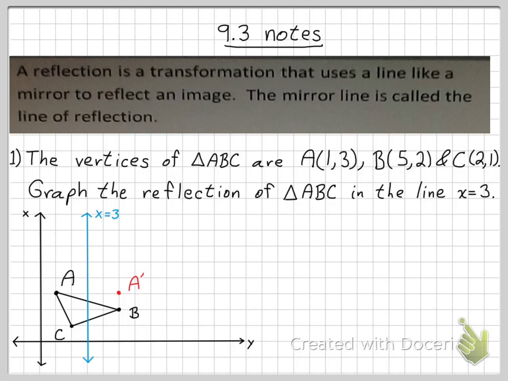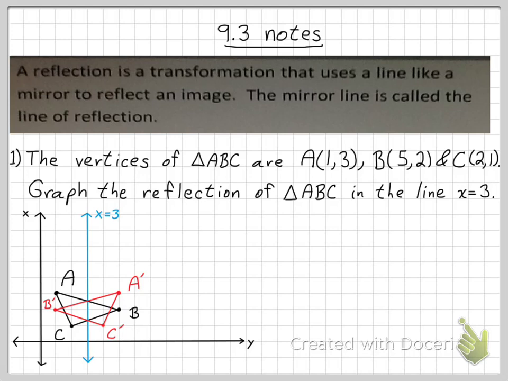And then the same for B. So B, the pre-image, is 2 to the right, so B prime will be 2 to the left. And then C is 1 to the left, so where do you think C prime would be? You can pause this presentation anytime you'd like and answer that yourself, but I will continue. It will be 1 to the right. Since the pre-image is 1 to the left, the image will be 1 to the right. And once you have all the vertices down, then you merely connect them, and that's the reflection. So A prime, B prime, C prime in red is said to be the reflection of triangle ABC in the line x = 3. Okay?